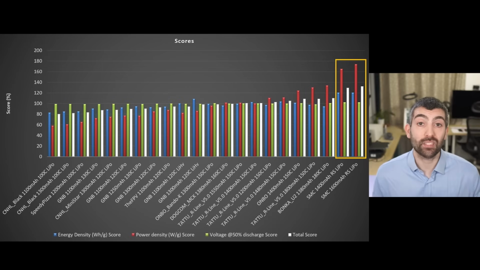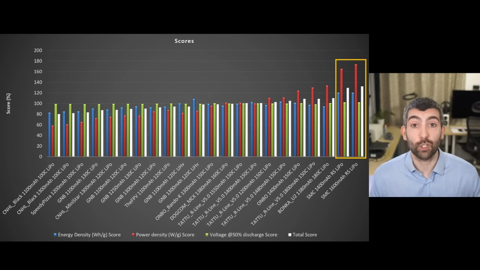Now let's summarize the testing by looking at the scores. And I create scores by dividing the performance of a pack on a particular metric by the average performance of all the packs I've tested on that metric. This means that a pack that gets a score of 100% is exactly average. A score of 90% is 10% worse than average, and a score of 110% is 10% better than average.